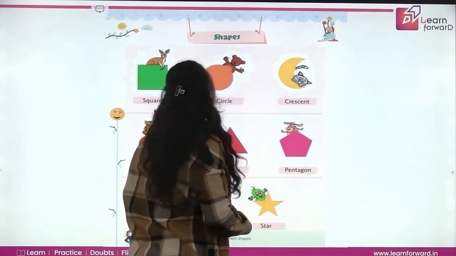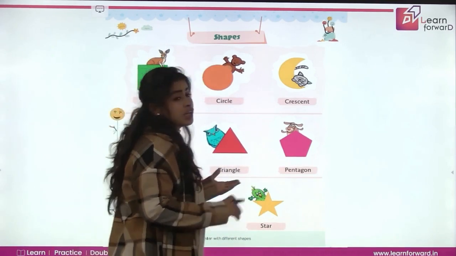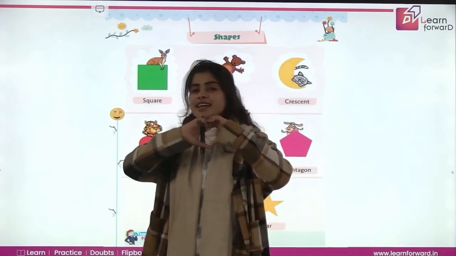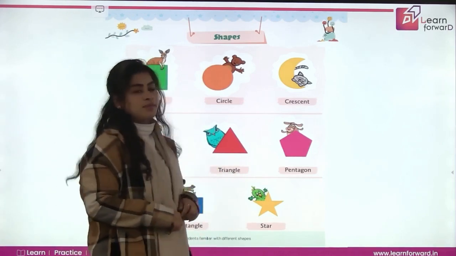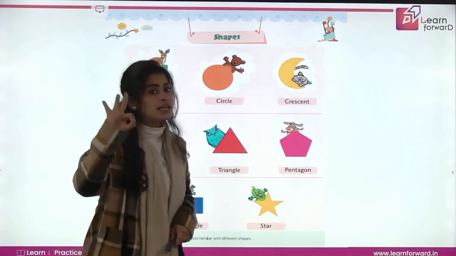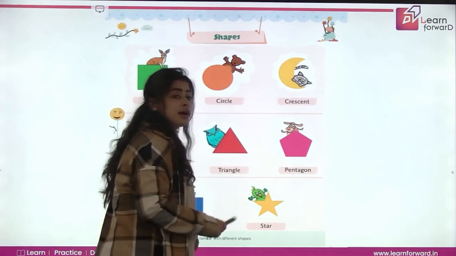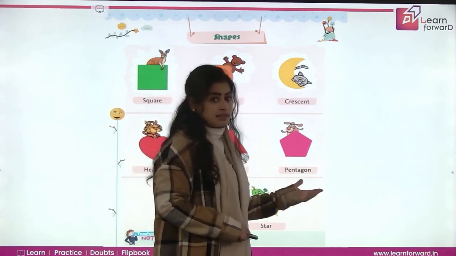Okay. Next is heart. It's a heart shape. Now, can you all make a heart with me? Yes, like this. We make the heart like this. Okay. So it's a heart shape. Next is triangle. Triangle has three sides. Count 1, 2, 3. Triangle has three sides.